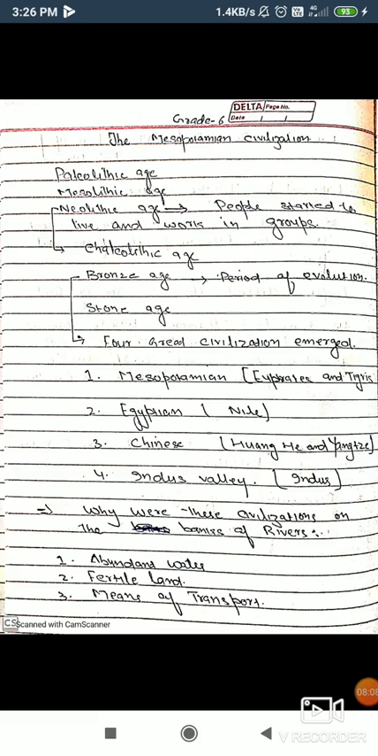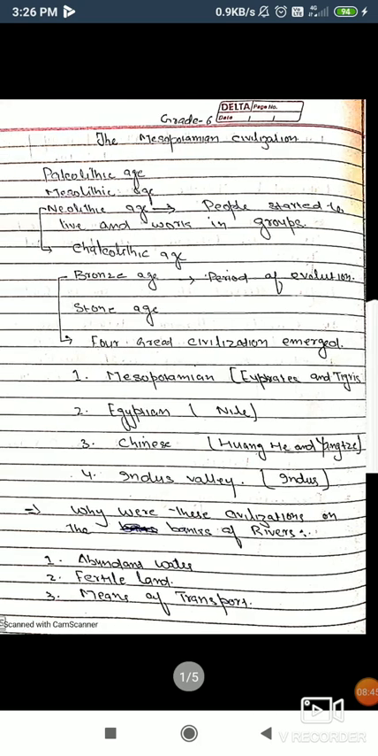So Mesopotamian civilization and all the other civilizations, these are the part of ancient history. They started in Bronze Age, that is also called the period of evolution, and four main civilizations came into existence, which are Mesopotamian, Egyptian, Chinese and Indus Valley civilization. These are basic four civilizations. This was just the introduction of this unit. In the further videos, we will talk about the whole Mesopotamian civilization and rest of the civilizations as well. I hope you have understood this introduction.